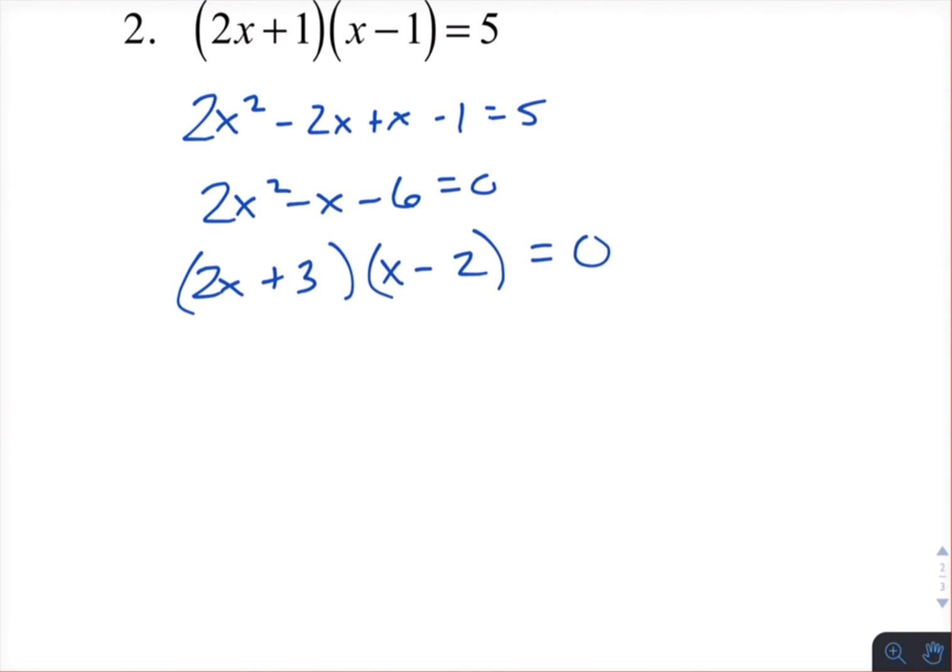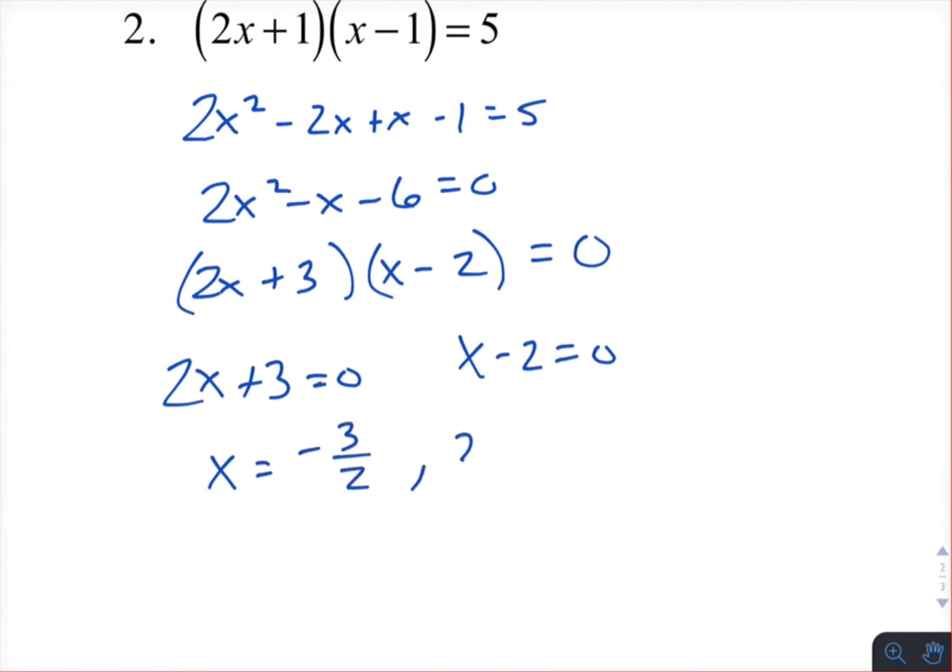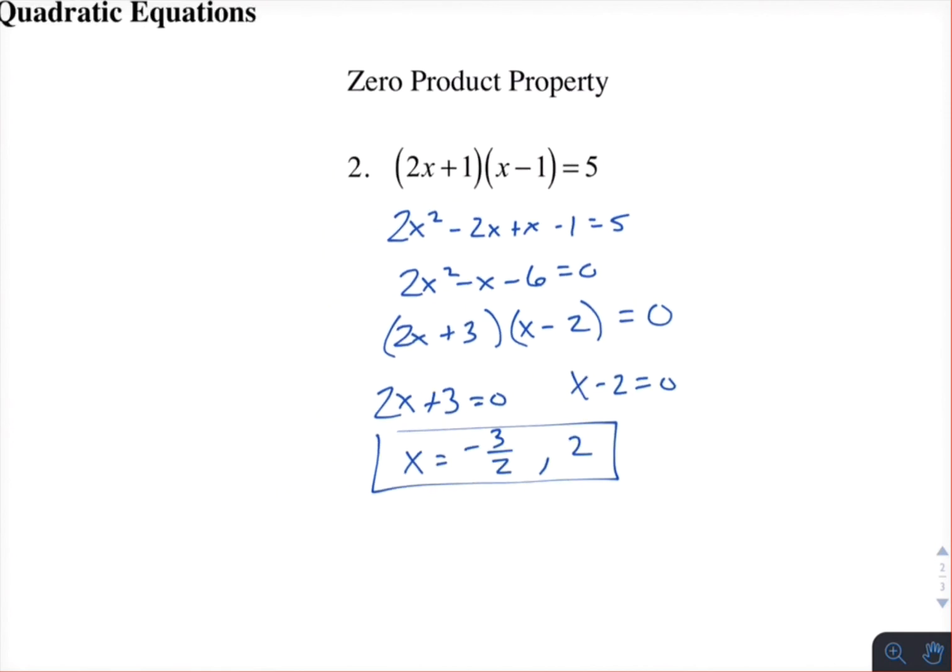So if these two multiply together are going to be 0, that means either this is 0 or this is 0. So I get x equals negative 3/2 or 2. So there's the 2 solutions to this quadratic equation. That's using the zero product property.